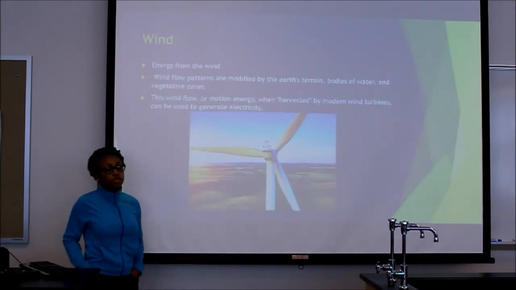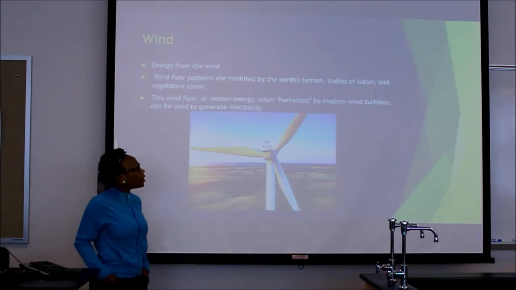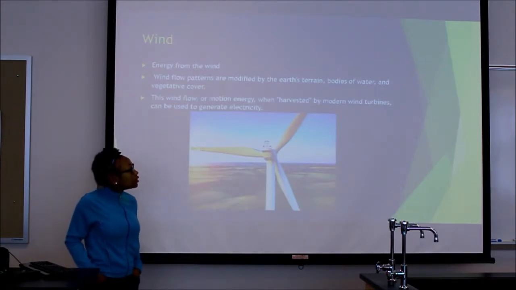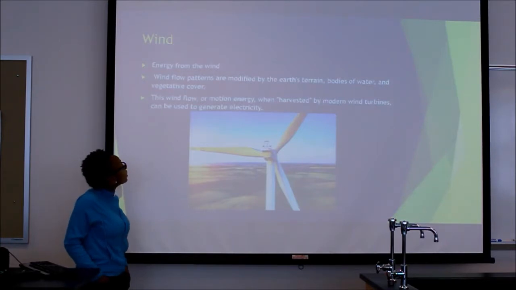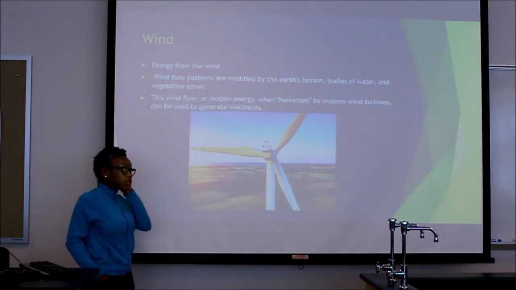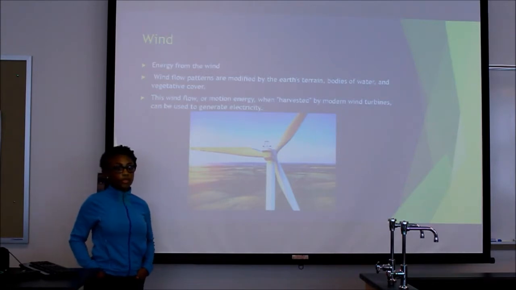Wind is also a renewable energy. That energy is generated from the wind. Wind flow patterns are modified by the Earth's terrain, bodies of water, and vegetative cover. This wind flow or motion energy, when harvested by modern wind turbines, can be used to generate electricity. An example of where wind turbines could be is where it's really windy and the energy can be generated through that.